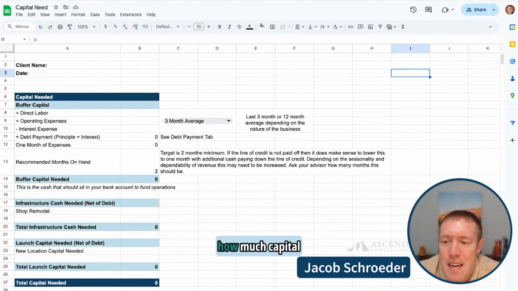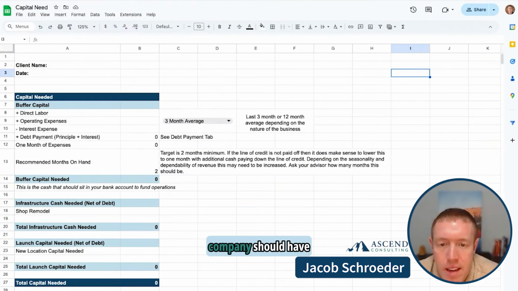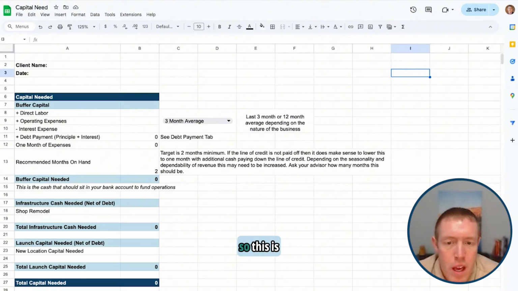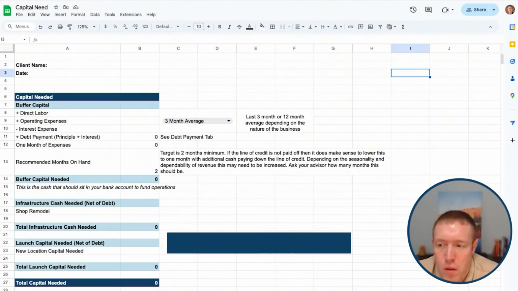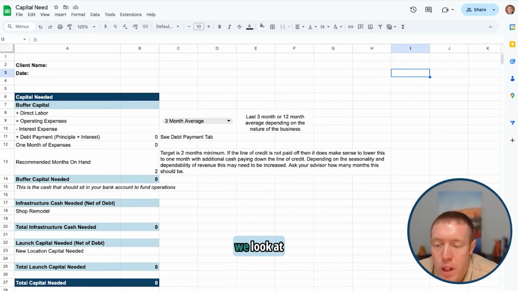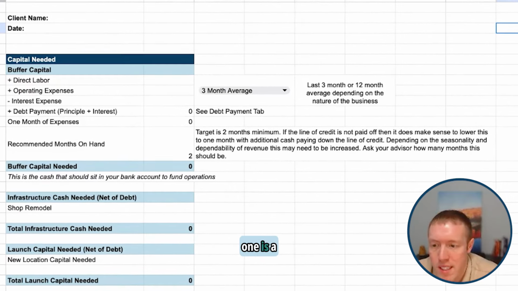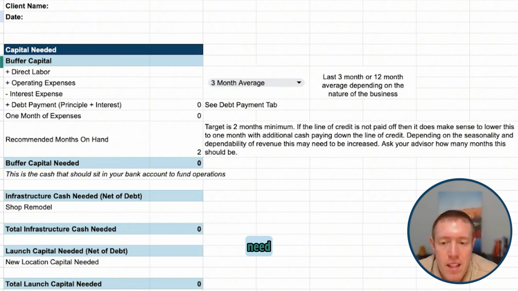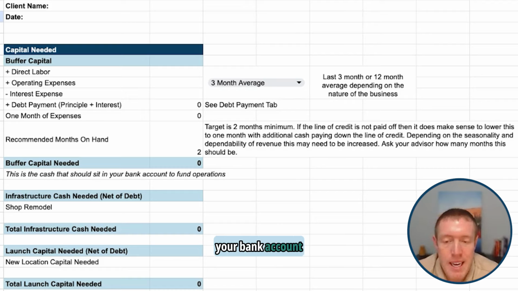We consistently get asked how much capital a company should have in their bank account. So this is a tool we use to walk through that. We call it the capital needs assessment here, and we look at capital in a couple different ways. One is the buffer capital, what you need just from an operating standpoint. And then we also look at what you're going to be spending upcoming that you may also need cash in your bank account for.